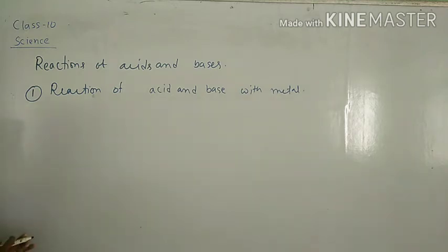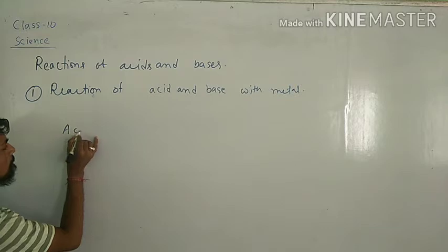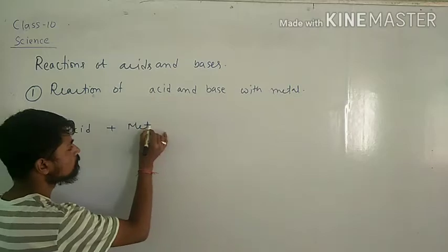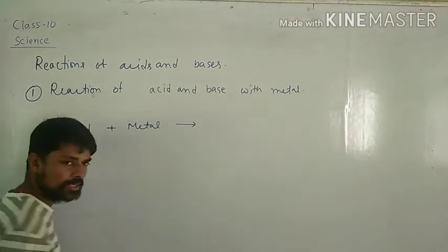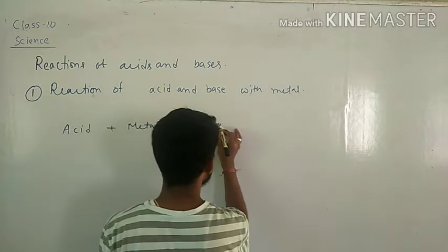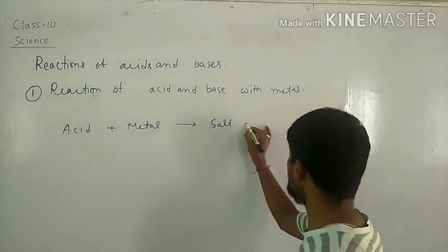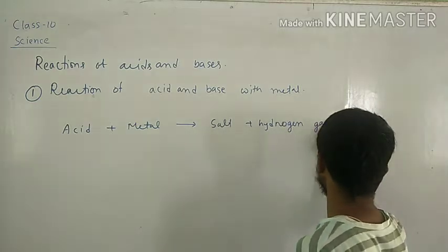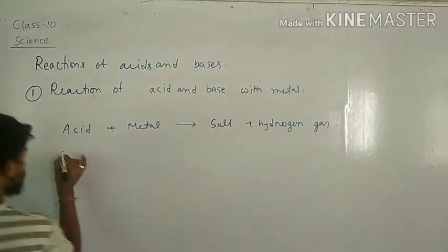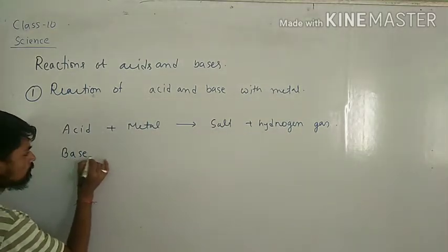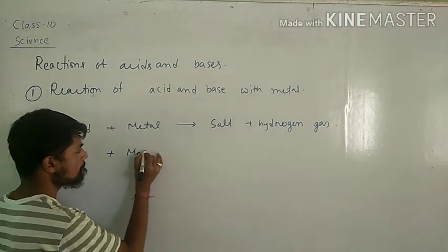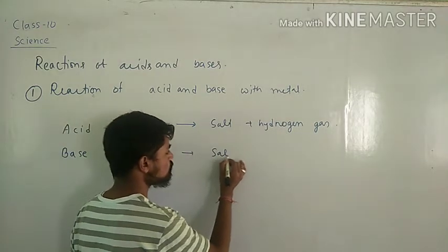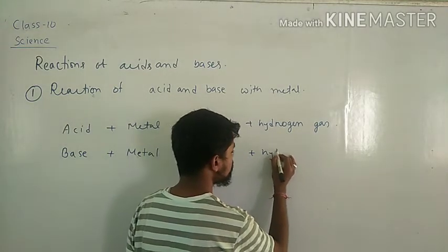So see, when acid reacts with a metal, it produces salt and hydrogen gas. Similarly, when base reacts with metal, it also produces salt and hydrogen gas.